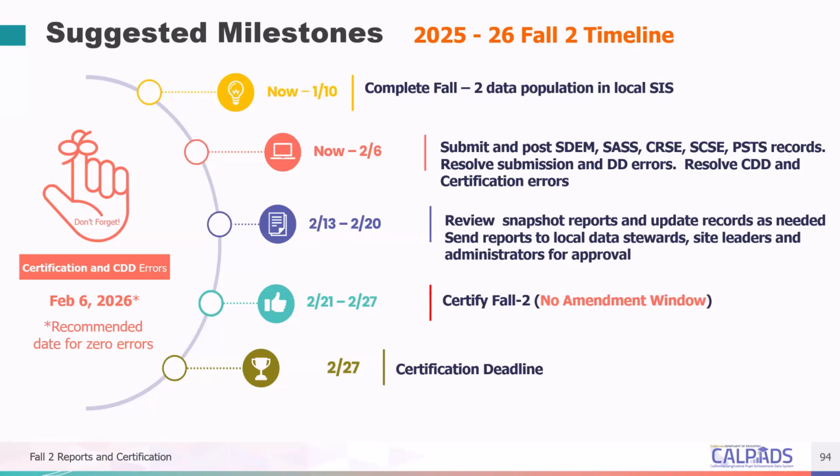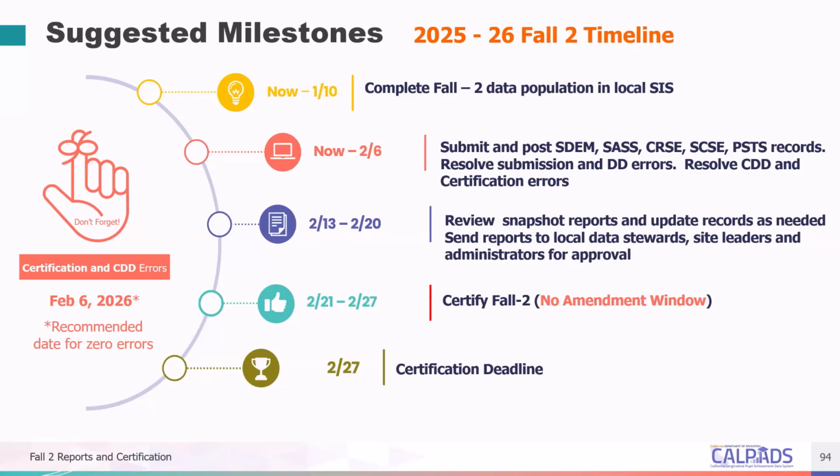By February, you need to be reviewing snapshot reports and records as needed, so that your data population is done. You've submitted your data. You've resolved the data discrepancies. You looked at the certification screen, you resolved your certification errors. You're done with all of that by February 13th, right? That will put you in good standing. That also allows your data stewards, your stakeholders, time to review the reports.